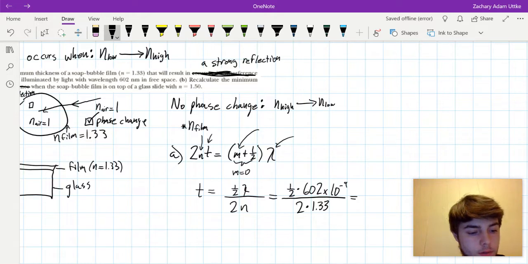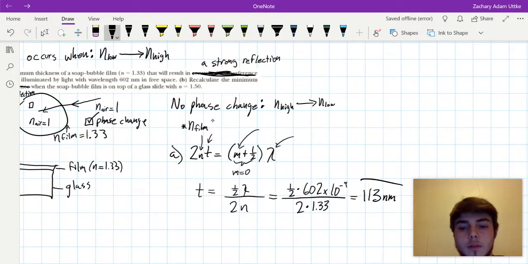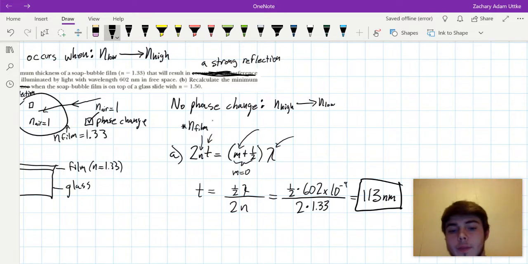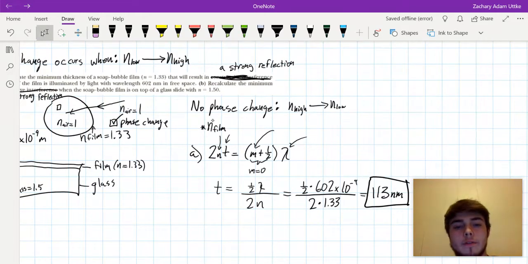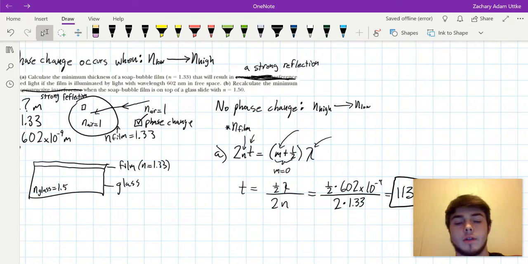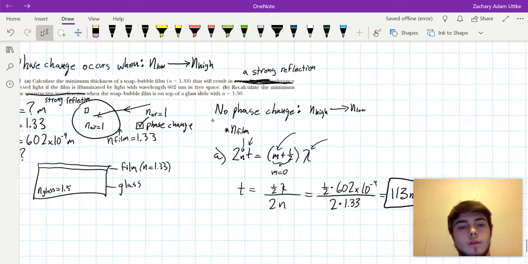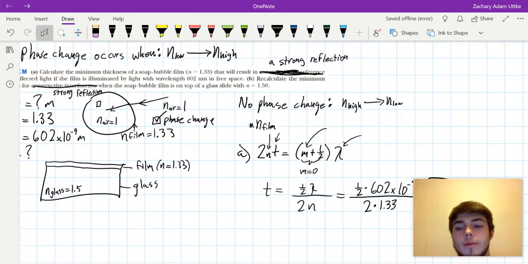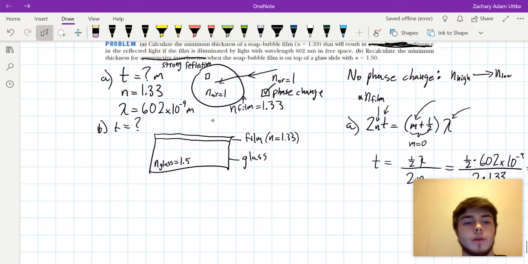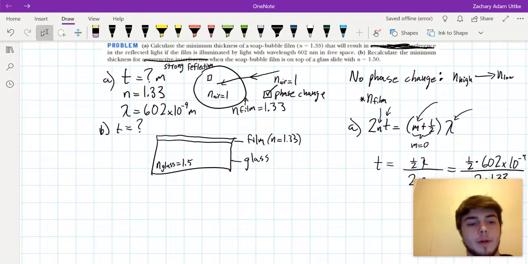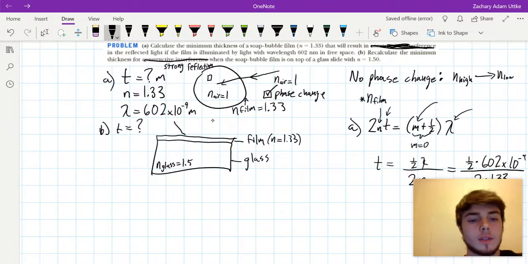Okay, so I get a very small number. Let's see what it is. Okay, so I actually get 113 nanometers. That is the minimum thickness for a bright reflection, a strong reflection, for a soap bubble with this wavelength of light. So now let's focus on part B. Let's say we have a beam of light coming in from air, and we reach the film.